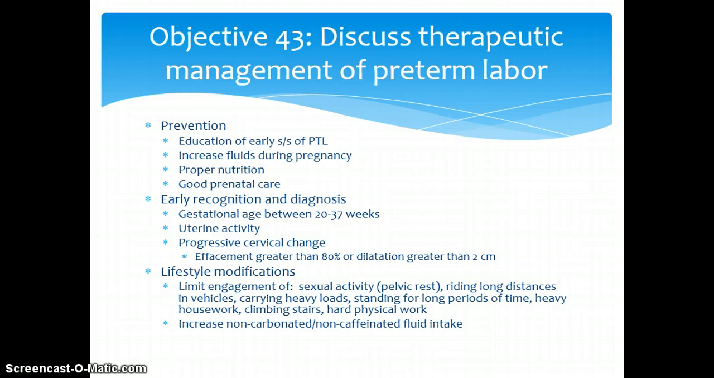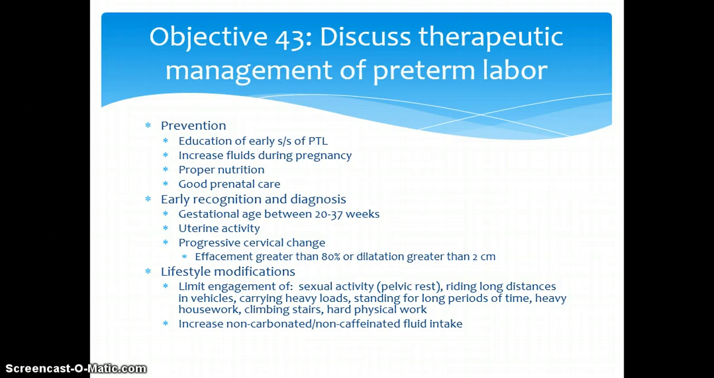Another therapeutic management of preterm labor is early recognition and diagnosis. Again, preterm labor is defined as labor between the gestational age of 20 weeks and 37 weeks gestation, where there is uterine activity, meaning the patient is having contractions. Also, there's progressive cervical change, which means the effacement of the cervix is greater than 80%, or there's a dilation greater than 2 centimeters of the cervix.